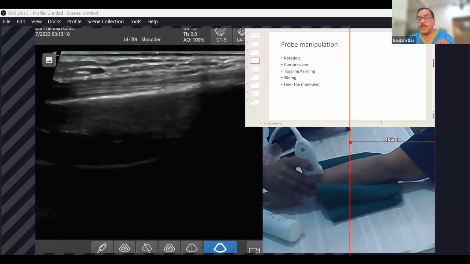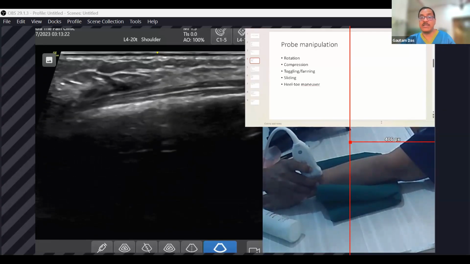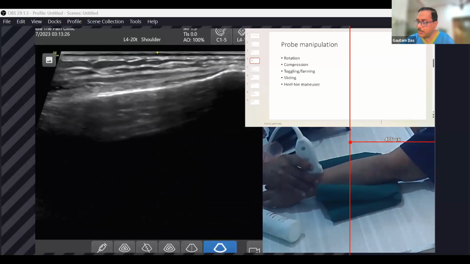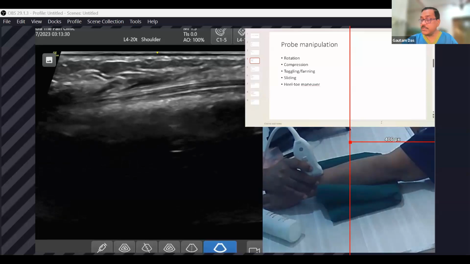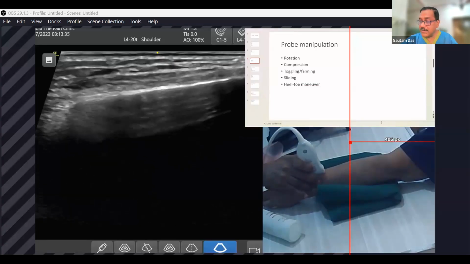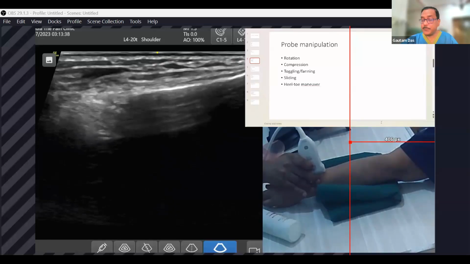Suppose you are putting a needle and you wish to see it, but you are unable to visualize the needle. So the very important technique is to toggle a little bit, and you'll be able to see your needle. So toggling or fanning is a very, very important thing. Sliding is also similar. When you are unable to see your needle, just slide a little bit up and down, rotate a little bit, and you will be able to see it.